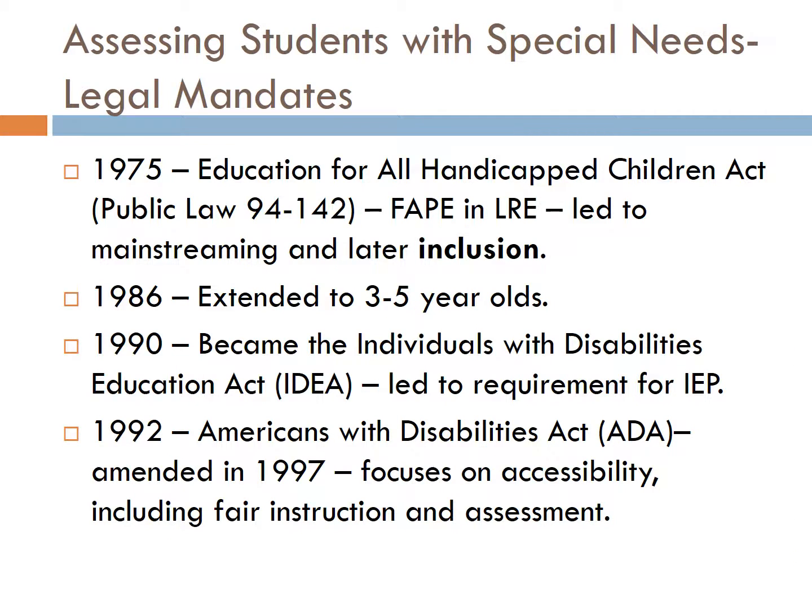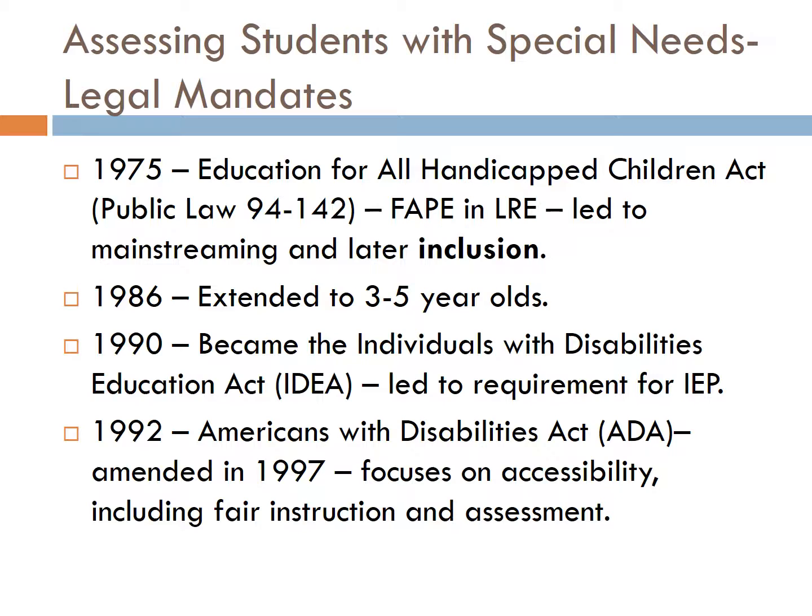Just a little bit about the background on assessing students with special needs in terms of the legal mandates. In 1975, the Education for All Handicapped Children Act, or what is known as Public Law 94-142, led to mainstreaming and later inclusion. In 1986, this law was extended to not only include K-12 students, but preschoolers, 3 to 5-year-olds. In 1990, it became the Individuals with Disabilities Education Act, or what we call IDEA, which led to requirements for students for individualized education plans, or IEP.